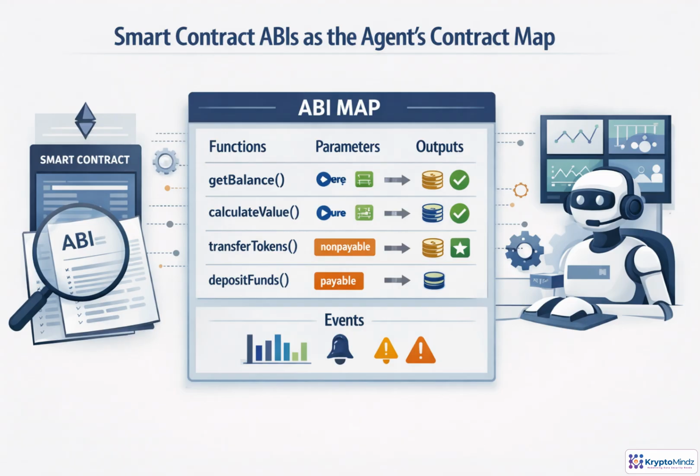Think of the ABI as the agent's practical map for a smart contract. It shows which functions exist, what inputs they need, what outputs to expect, and whether a call changes blockchain state. View and pure functions are usually safe reads. Non-payable and payable functions usually require transactions and gas. Events act as signals the agent can watch to understand what happened after execution. Without the ABI, the contract is mostly a black box.